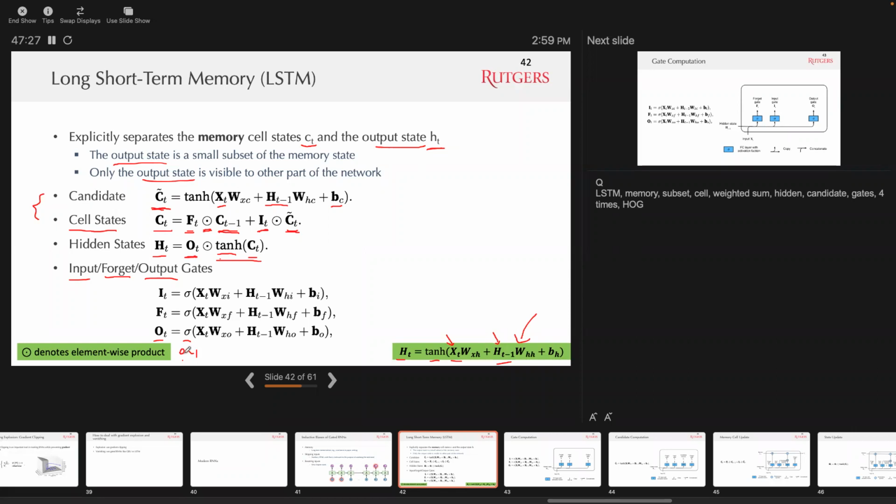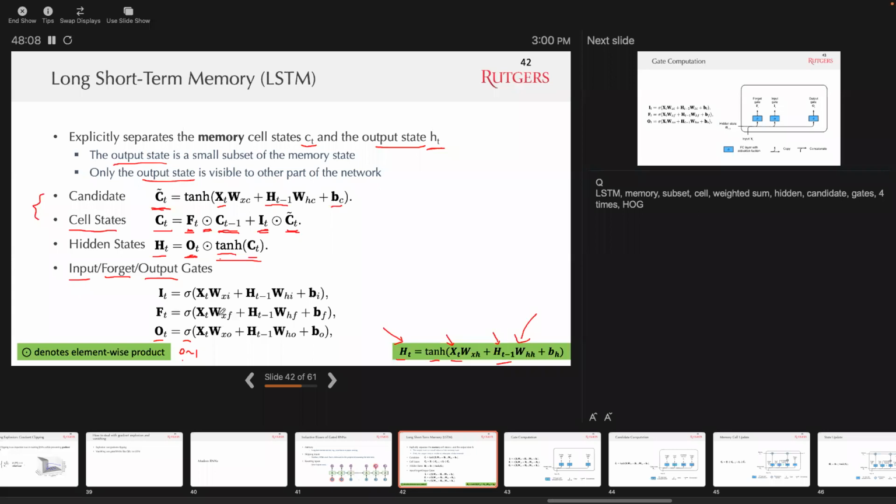So this is why we say that this H is actually a subset of C, because it uses the output gate to control which subset of C is going to be moved into H here. And you can see that you have these three gates, right? You have this forget gate, we have this input gate, and we have this output gate. And all these gates are computed in a way that's very similar to how we compute the H in the vanilla RNN. The only difference is that these are the gates, right? The gates control whether you can go through or not.